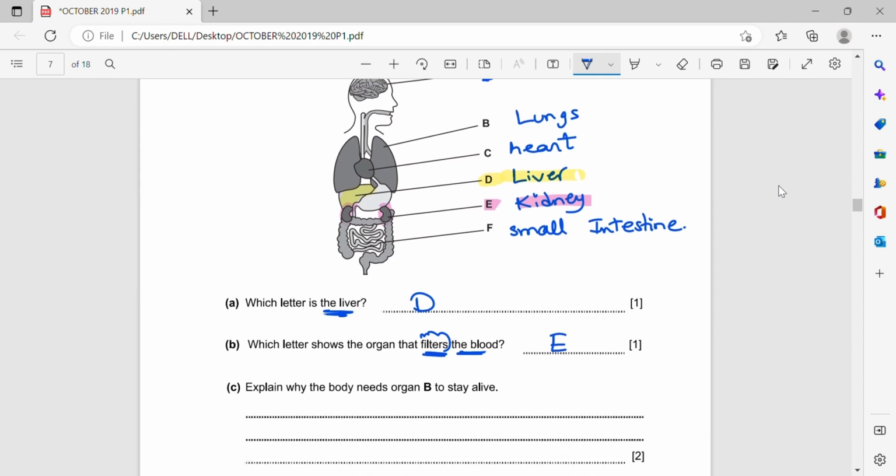Explain why the body needs organ B to stay alive. إيه هو organ B عندي؟ Organ B عندي هو lungs. Why do we need organ B to stay alive? In organ B بيحصل exchange of gases. We get in oxygen to supply the cells with oxygen and we get rid of carbon dioxide. يبقى why do we need organ B? Because organ B does what?